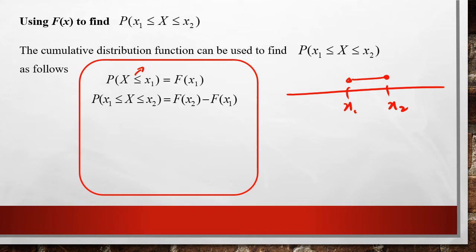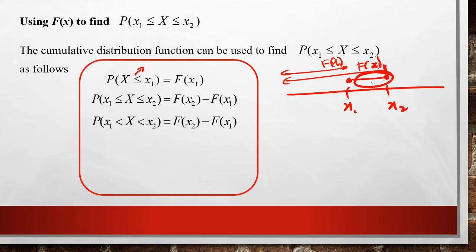Okay, so we know the cumulative of F2 is from negative infinity up to x2. This is F2. And then F1 also is from negative infinity up to x1. Sorry, this is x1, this is x2. So we can find the middle area here by subtracting F(x2) minus F(x1). Okay, and then the probability of x between x1 and x2 exclusively, we use the same formula as for the inclusive interval. Okay, because it's continuous, so it doesn't matter.